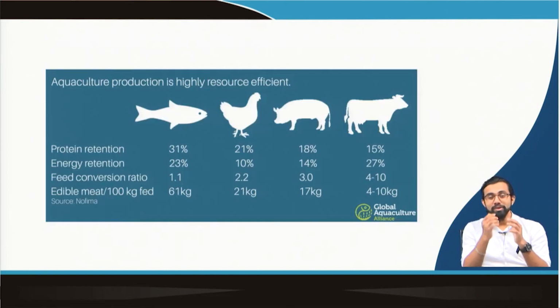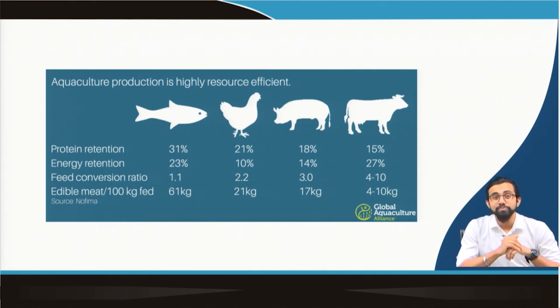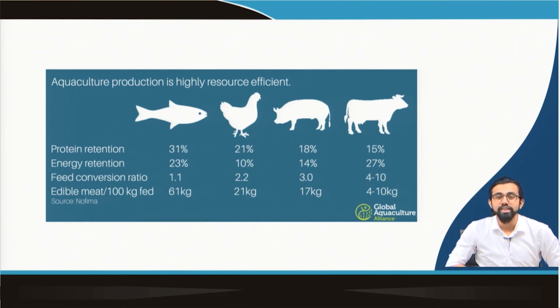This particular figure I want to give you is to give you some idea about how efficient fish is compared to other meat sources. The protein retention in fish is 31%, chicken 21, pig 18, beef 15. Energy retention is 23% in fish, 10% in chicken, 14% in pig, and 27% in beef, which is a good amount. But if you see the feed conversion ratio, it's 1.1 for fish, 2.2 for chicken, 3 for pig, and for beef it's 4 to 10 kg.